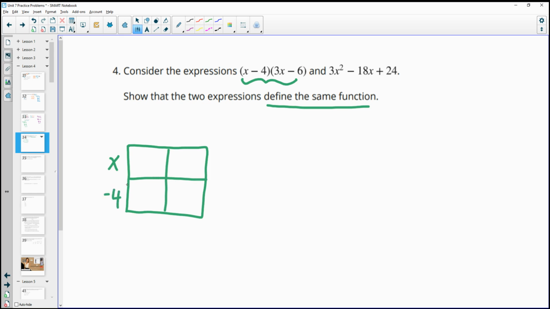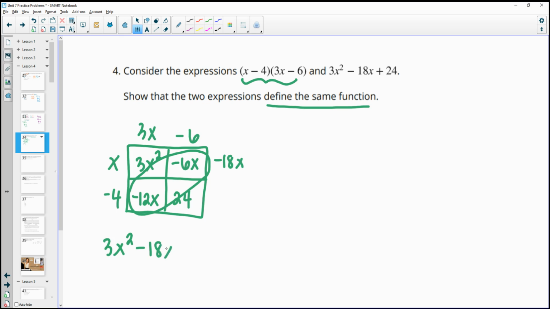And so you have x and negative 4, and you have 3x and negative 6, and then you can just multiply. So the area of this little piece would be x times 3x, which would be 3x squared. Then we'd have x times negative 6 for this one, so negative 6x. 3x times negative 4 would be negative 12x. And then negative 4 times negative 6 would be positive 24. And then when you add these like terms together, negative 12x and negative 6x is negative 18x. So this would be 3x squared minus 18x plus 24.